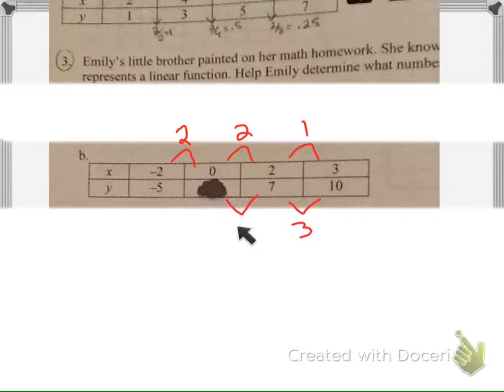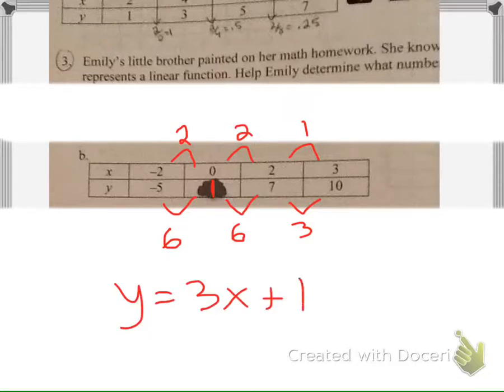So I know that 6 divided by 2 is 3, which means this has to be adding 6. And this has to be adding 6. So negative 5 plus 6 is 1. And then 1 plus 6 is 7. So my missing value is 1. And so my equation would be y equals 3x plus 1.